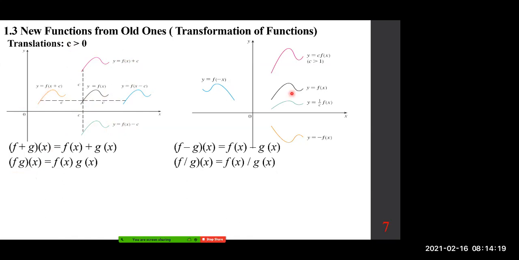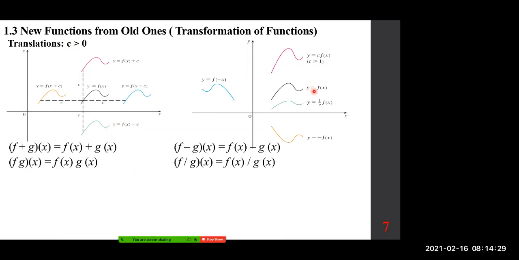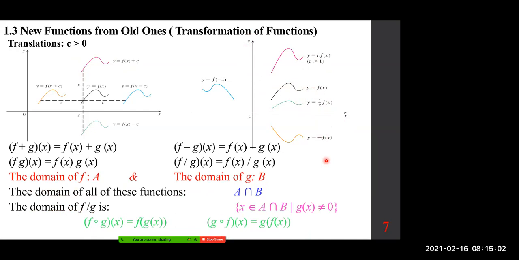Then if you have f of x and you multiply it by c, you expand it by c, or 1 over c makes it smaller. Again, we are assuming c is positive. And of course, f of minus x is a reflection with respect to the y-axis, and minus f of x, comparing it to f of x, is a reflection with respect to the x-axis. The other thing that I want to add is that the domain of one function is a, and the other one is b.